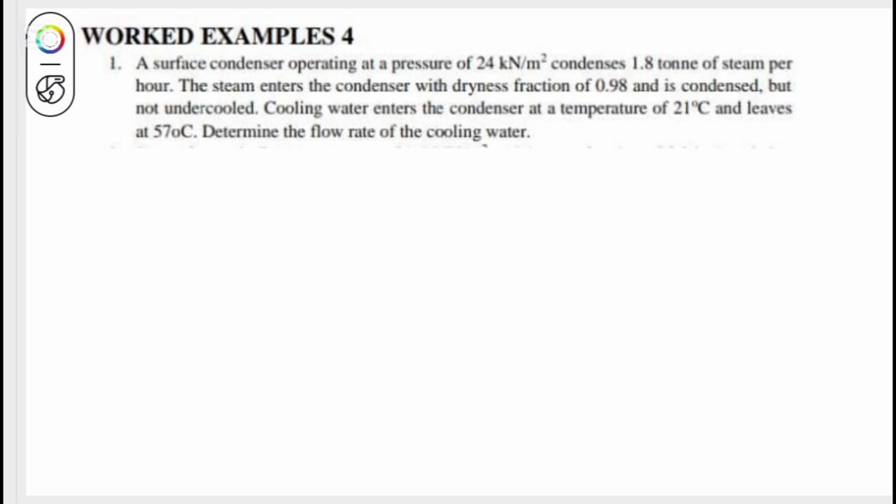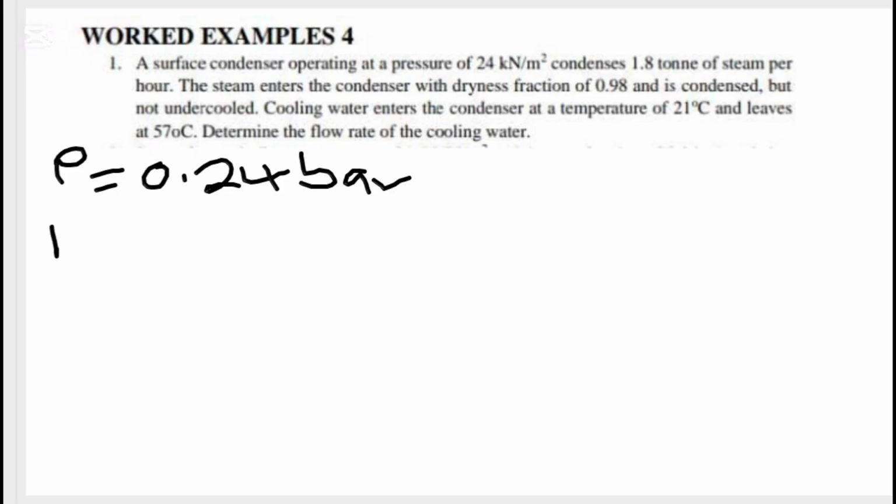So you have to take note of this. After figuring out the data, we know our pressure, which is 24, and we are going to convert it. It will now become 0.24 bar. So if I convert this 24 kilonewton per meter square, it will become 0.24 bar, and I am to determine the flow rate of the cooling water. But before then, I'm going to find from the steam table, at 0.24 bar, what will be the hf and what will be the hfg.